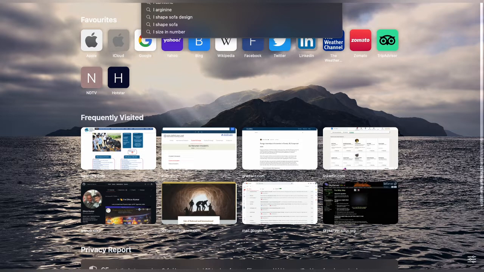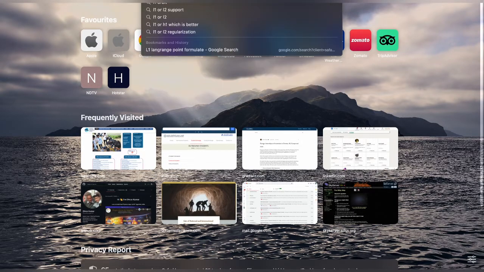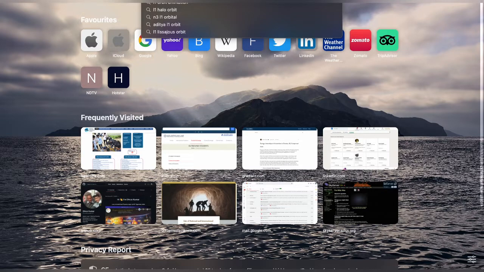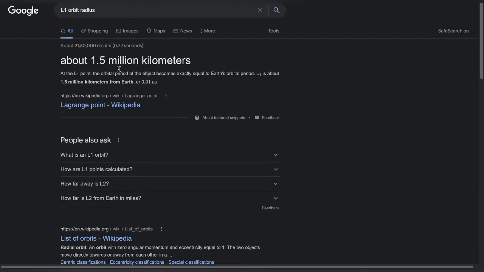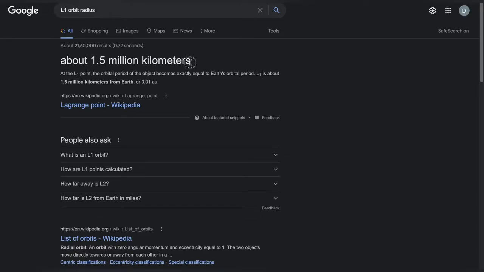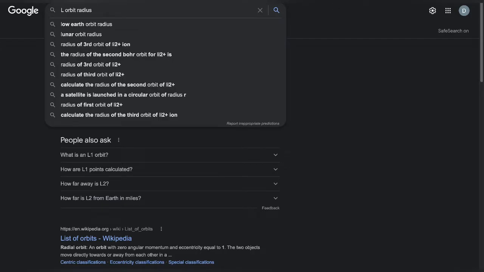L1 orbit radius, okay. So the L1 orbit radius is given as 1.5 million kilometers, and the same, it is not precise. It is given on Google, but we have taken a precise value and found it. Okay, and let's see about the L2 now.